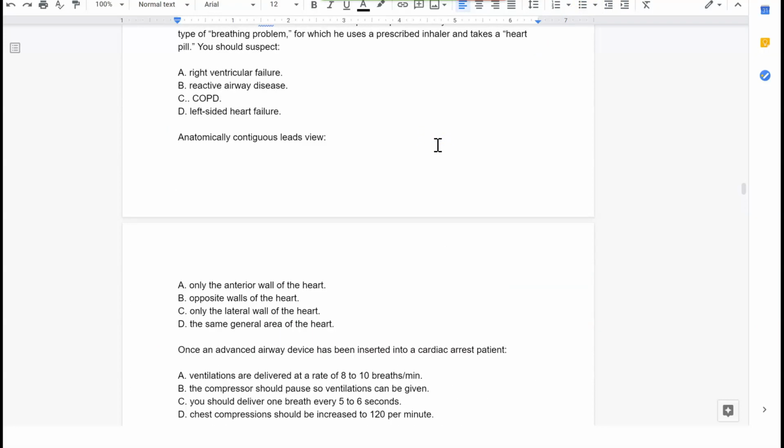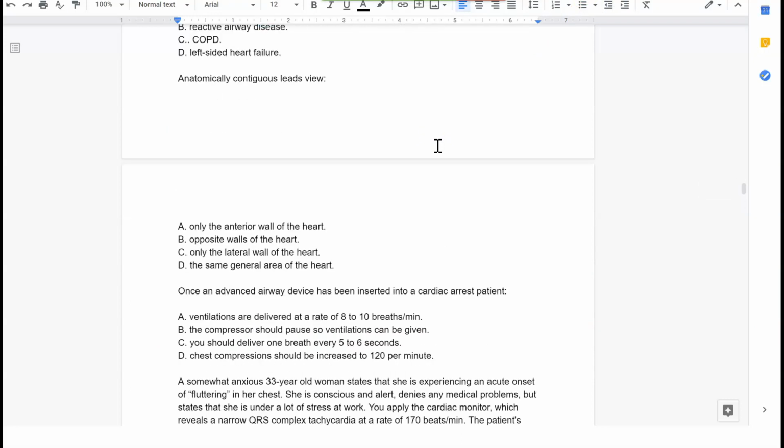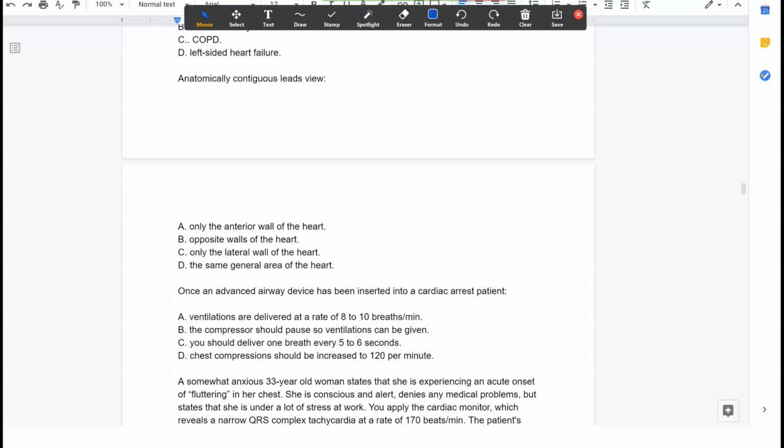Anatomically contiguous leads. What do they view? Come on, Ben. Only the anterior wall of the heart? No. Opposite walls of the heart? No. Only the lateral wall? No. The same general area.